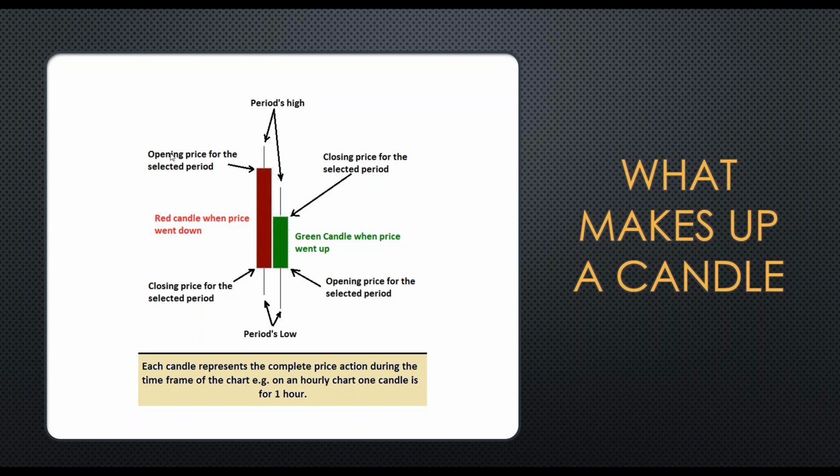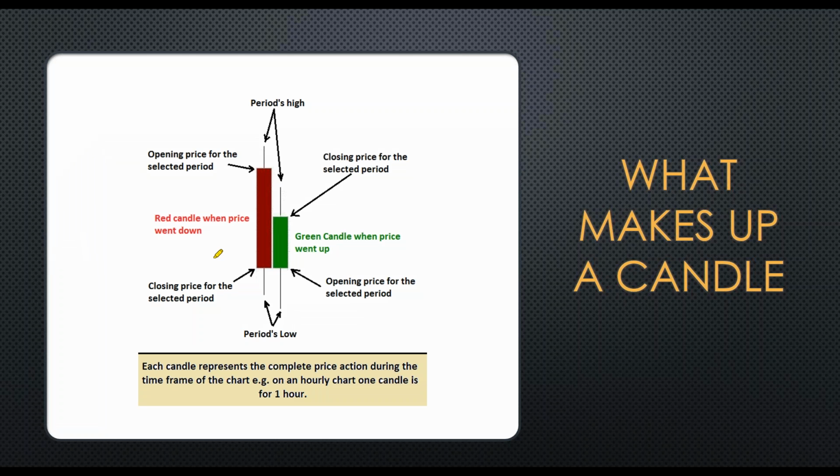Now remember, each candlestick covers the period of time that you've selected for your chart. So if it's a 1-hour chart, every hour a new candlestick appears. If it's a 15-minute chart, every 15 minutes a new candle appears. And this candle tells you the fight between the bulls and the bears. Now, the long parts on the top and the bottom of the candle are known as wicks or shadows. And then the colored in part of the candle is known as the body.